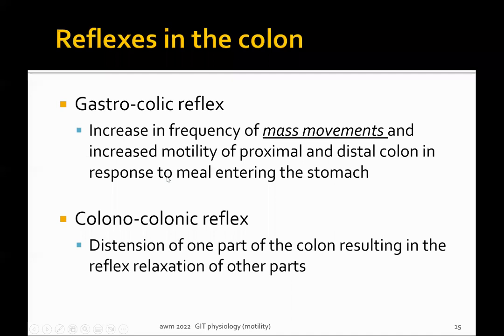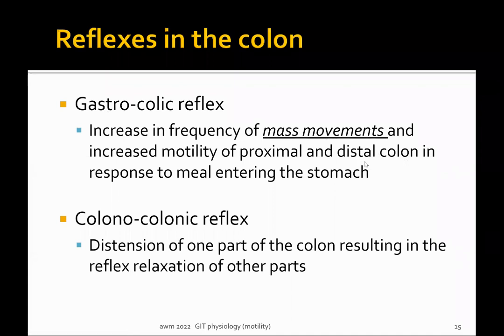The reflexes, these ones were discussed earlier. So this gastrocolic reflex, colonic reflex. And we said gastrocolic, it means the stimulus is in the stomach, but the results you will see in the colon, okay? You have an increase in frequency of mass movements and increased motility of the proximal and distal colon in response to the meal entering the stomach.